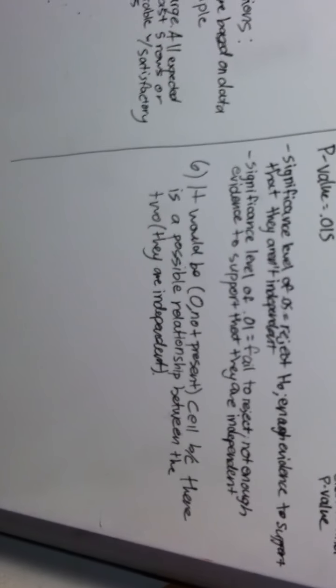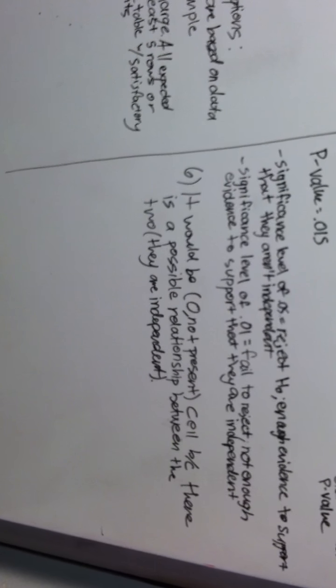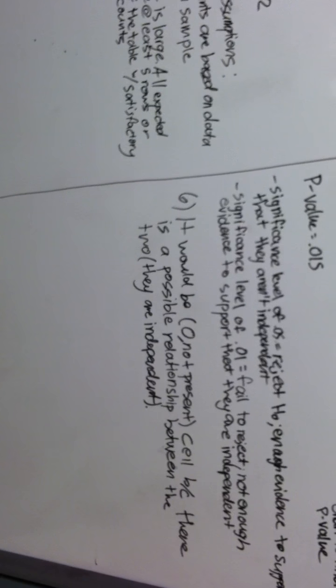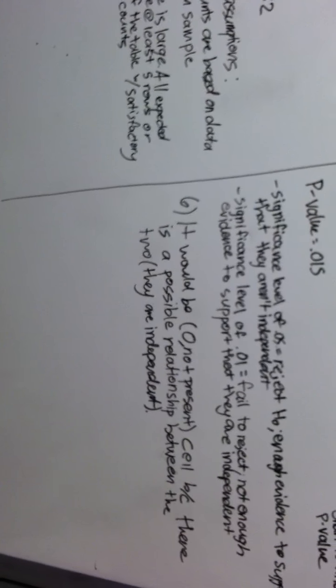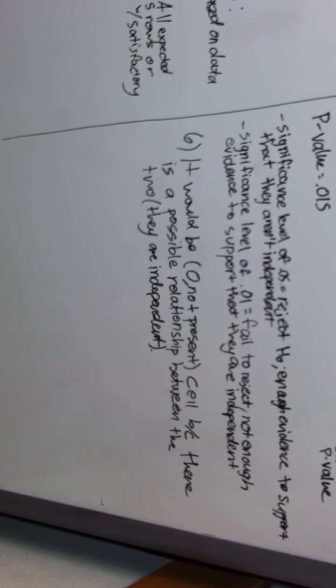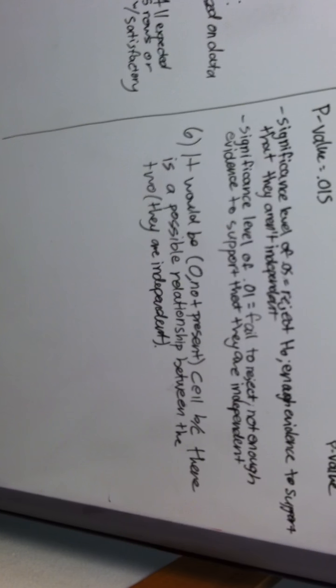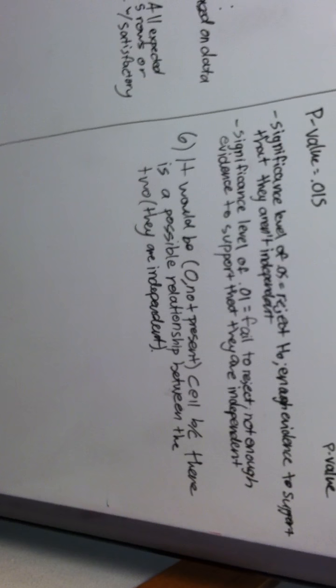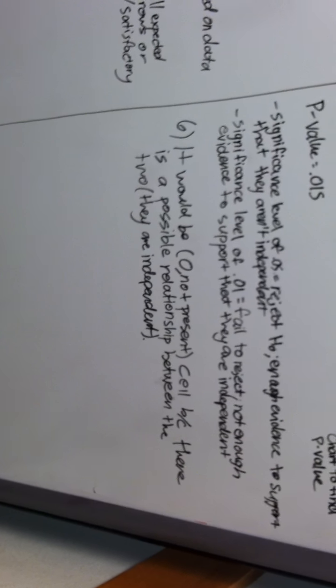In 6, it asks, which cell contributes the most to our chi-square statistic? What might this large contribution suggest about the relationship between blood type and TB incidence? It would be the O, not present cell, because there is a possible relationship between the two, meaning that they have a possible relationship of not being independent.